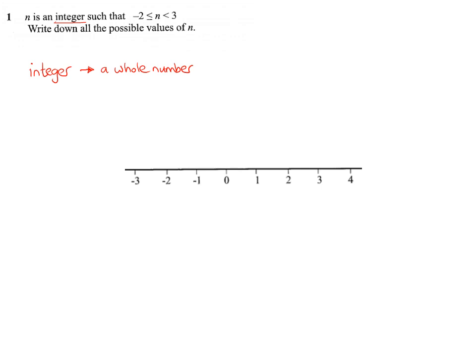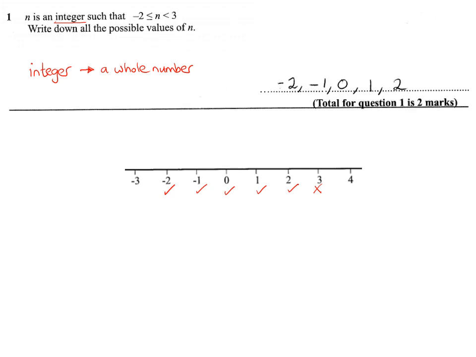We look at that. n is allowed to equal -2. It could be -1 or 0 or 1 or 2, but it could not equal 3. It has to be less than 3. Our answer is therefore -2, -1, 0, 1 and 2.